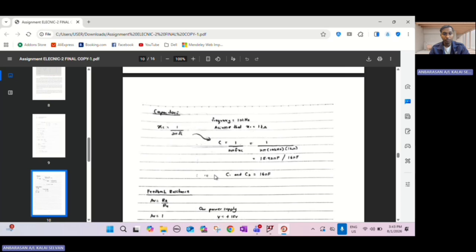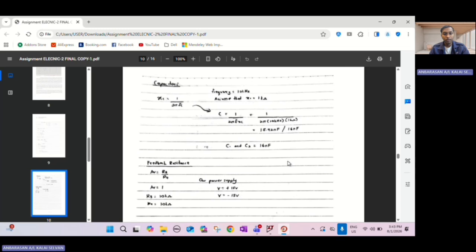So for the capacitor, firstly we need to find the XC. The XC formula is 1 over 2 pi FC. Our frequency is 10 kilohertz. Assume that our XC is 1 kilo ohm. So C equals 1 over 2 pi times 10 kilohertz times 1 kilo ohm. So we get 15.92 nanofarad. We round off and get 16 nanofarad.